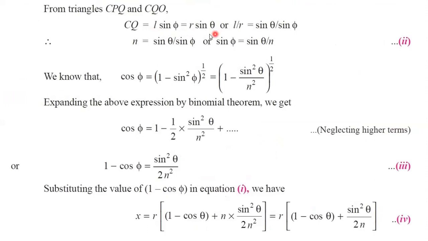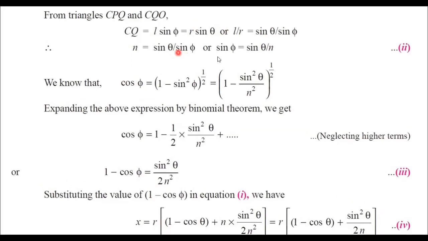These can be written as, if you take R to the denominator, L by R, and take sin phi to the other side, sin theta by sin phi. L by R we can write as n. We already saw previously that n is the ratio of the connecting rod length and crank radius. So L by R is equal to n. So sin theta by sin phi equals n; take sin phi to the other side and bring the n down. So sin phi is equal to sin theta by n. This is equation 2. Already we had equation 1.